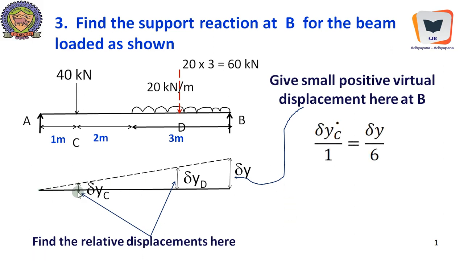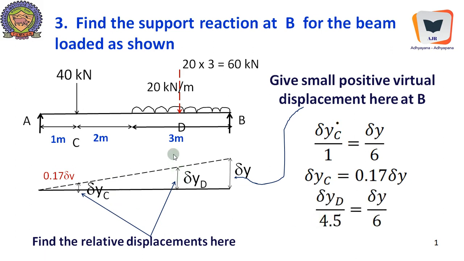Del yc by 1 of the small triangle equal to del y by 3 plus 2, 5, 5 plus 1, 6. Therefore del yc equal to 0.17 del y, because 1 by 6 is 0.17. Now in the same token, del yd by, this is 1.5 from here till here, because this is 3 meters, 1.5 plus 2, 3.5 plus 1, 4.5. So del yd divided by 4.5, the base of this triangle here till here, equal to del y by 6. So 3 plus 2 plus 1, 6. Therefore del yd equal to 0.75 del y.